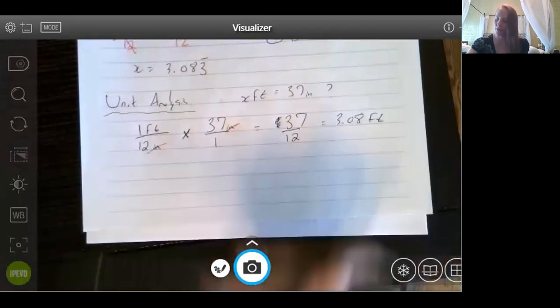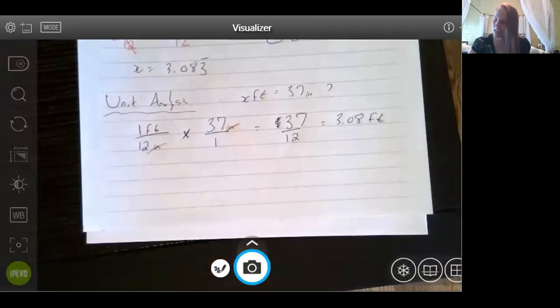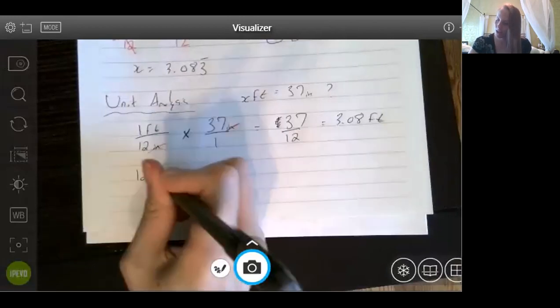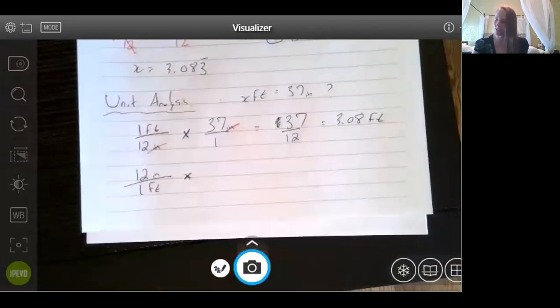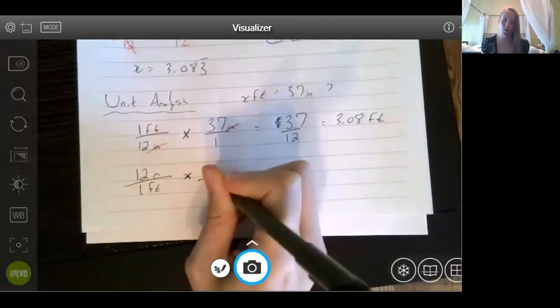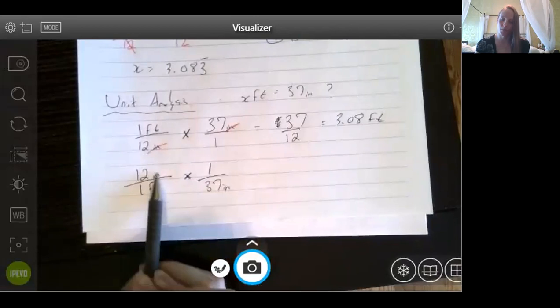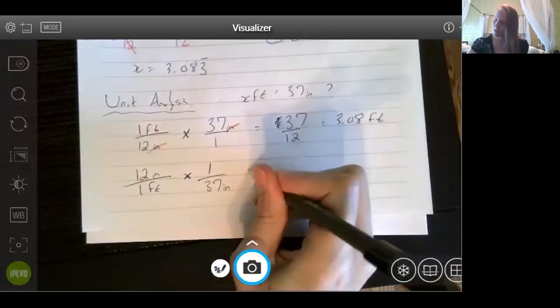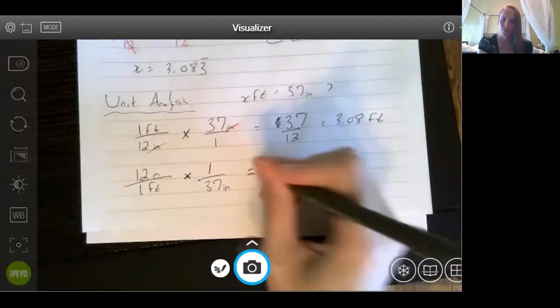Just so you know, I could have also written this initial conversion upside down. It doesn't matter which way I write it. So I could have written it as 12 inches over 1 foot. All that means is when I multiply by the 37 inches, the 37 inches has to be on the bottom. And then there would be a 1 on the top. And again, that's just because I need these inches to cancel out, which means one has to be on top, one has to be on bottom. And yeah, when I multiply those across, let me see here. Am I doing this right?